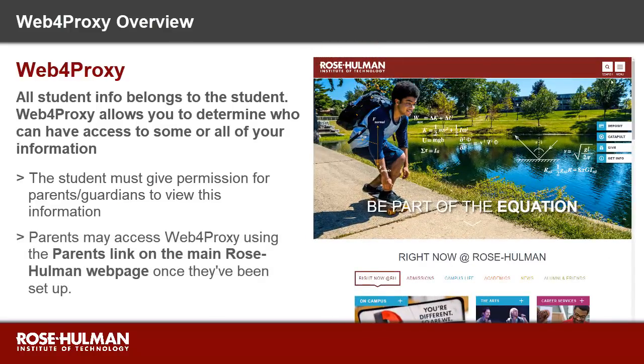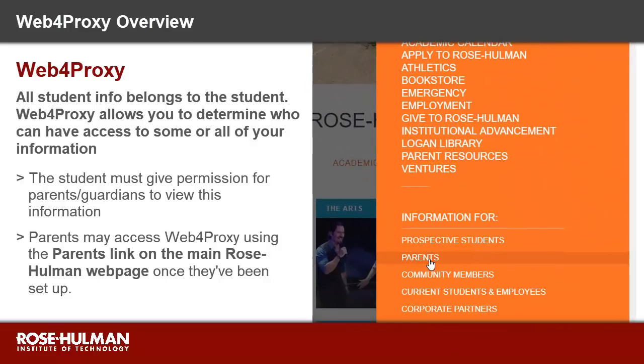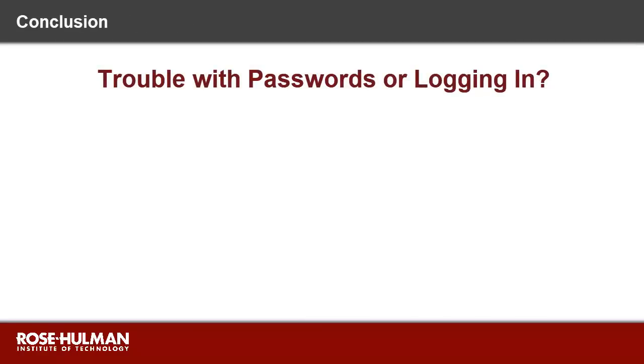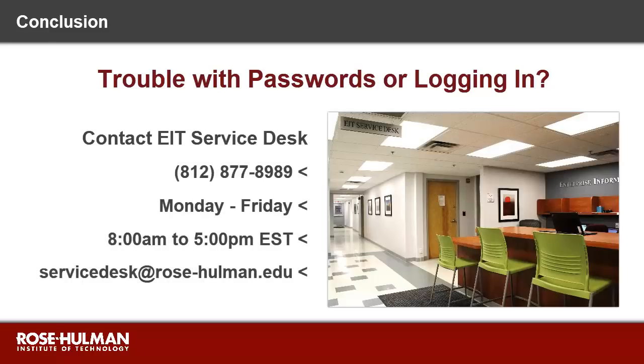Parents may access the system using the Parents link on the main Rose-Hulman webpage once they've been set up as a proxy. This concludes the presentation. Remember, if you have any problems with your password or logging in, please contact the EIT Service Desk.